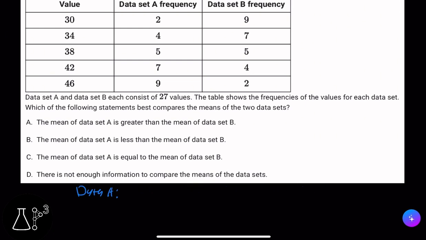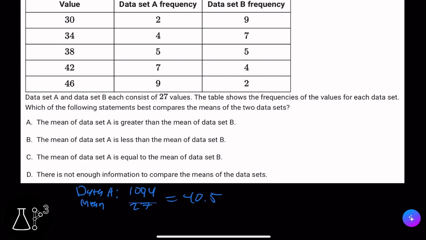So this just equals 1,094. And let's figure out how many numbers are used in this question. If I do 2 plus 4 plus 5 plus 7 plus 9, I'm going to get 27. So if I do 1,094 divided by 27, I'm going to get roughly, if we round it to the nearest tenth, 40.5, which is the mean of data set A.